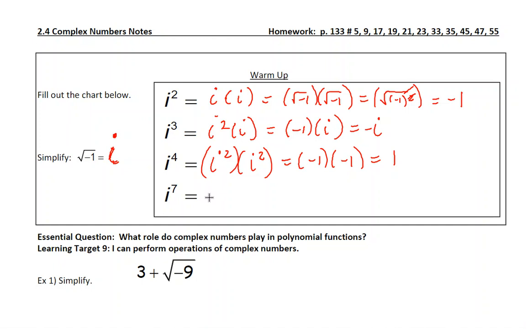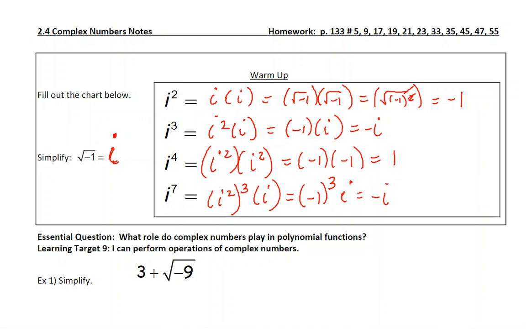And then i to the seventh, I usually do this. I figure out how many i squareds are in there. And there would be 3 i squareds. i squared times i squared times i squared is i to the 6th, which another way to write that is i squared, cubed. And then there's an extra i left over. So that ends up being -1 cubed when you substitute -1 in for i squared, times i. And so that is -i. Oops, that's not what I meant to write. I meant to write -i.